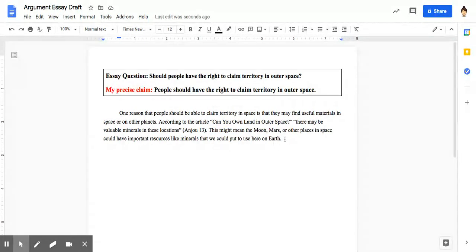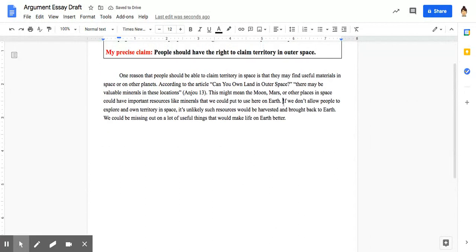Now, the last couple of sentences, remember with the PEPA, we need to have two sentences of analysis. The analysis answers the question of, why does this matter? Why is it important? Who cares? Who cares that we may find useful materials in space or on other planets? Who cares about that? Why does it matter? You can always start your analysis with a phrase like, it is important because, but sometimes you don't even need to use that because really the last two sentences just need to answer that question.